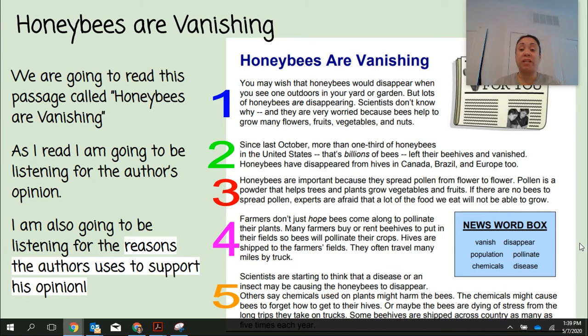Farmers don't just hope bees come along to pollinate their plants. Many farmers buy or rent beehives to put in their fields so bees will pollinate their crops. Hives ship to farmers' fields. They often travel many miles by truck.